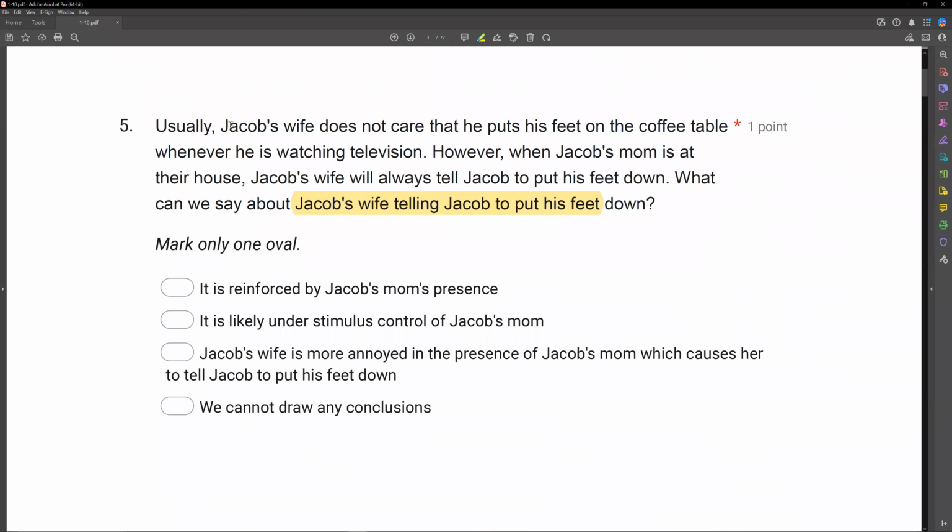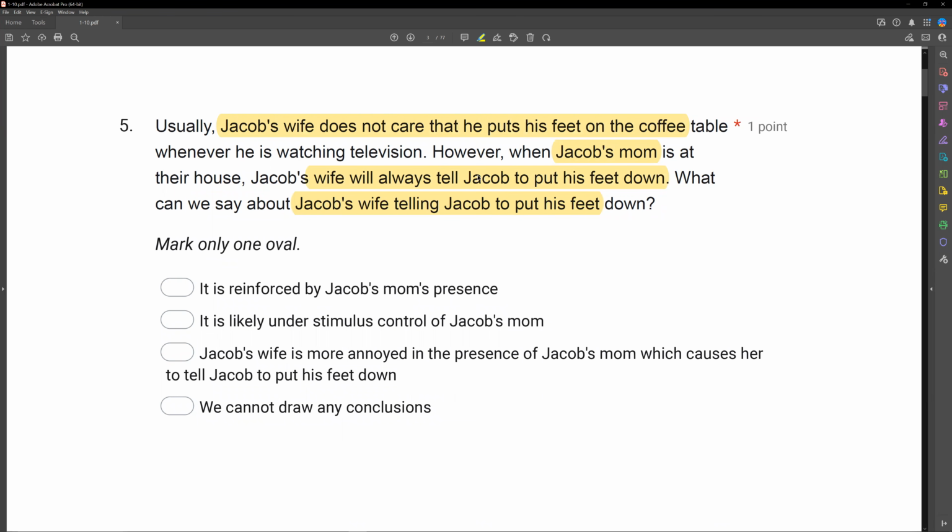We know his wife doesn't care. Okay, she doesn't care that he puts his feet on the coffee table. But when Jacob's mom is there, all of a sudden she starts telling Jacob to put his feet down. So why has Jacob's wife's behavior suddenly changed? Well, the mom, right? That's the only thing that we can point to as a change agent of Jacob's wife's behavior. So what are we going to say about the wife's changing behavior? A, it is reinforced by Jacob's mom's presence.